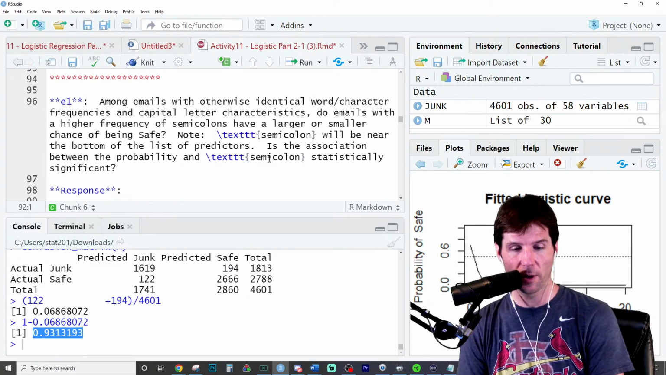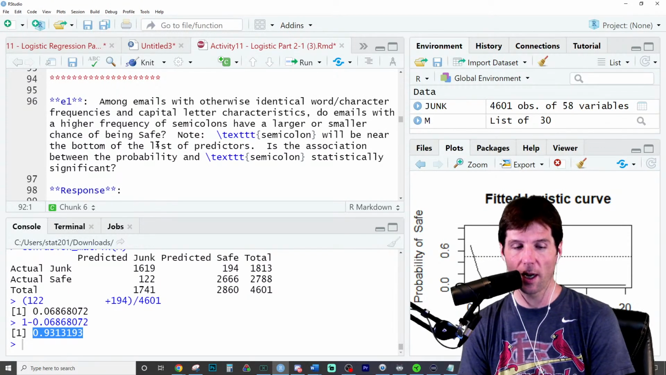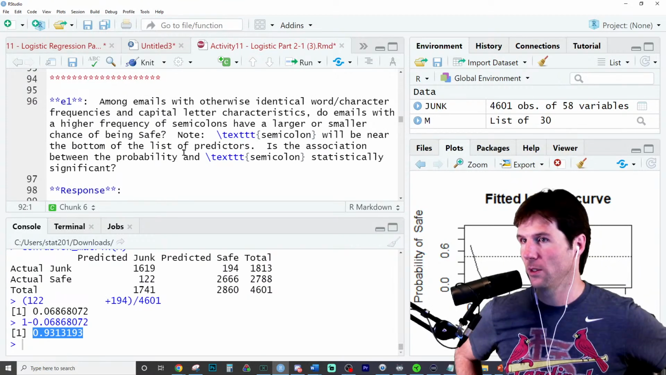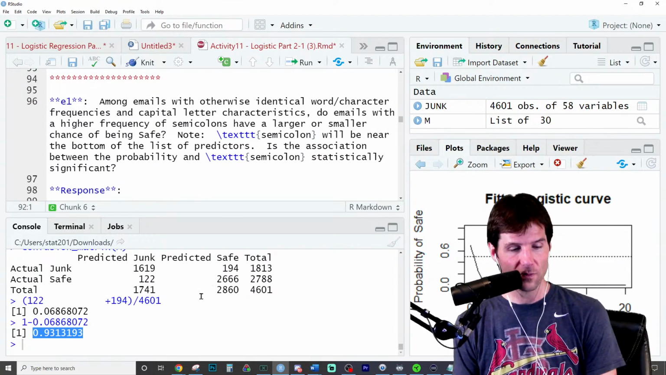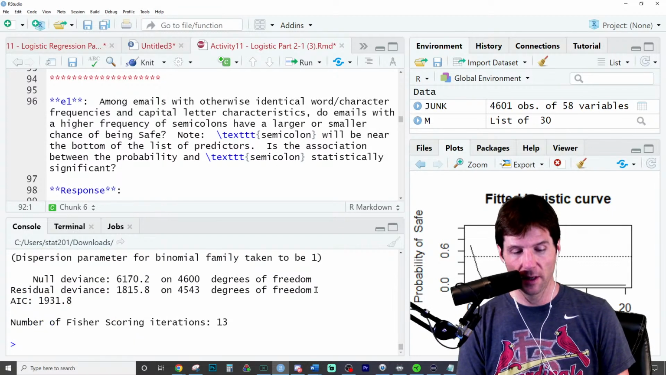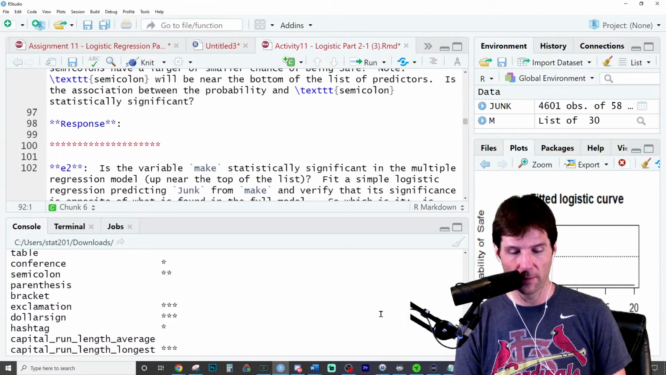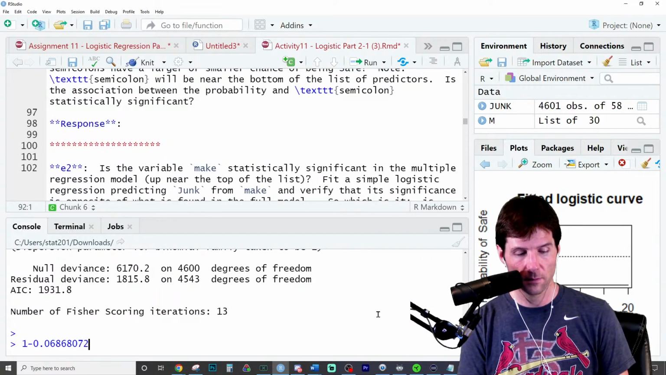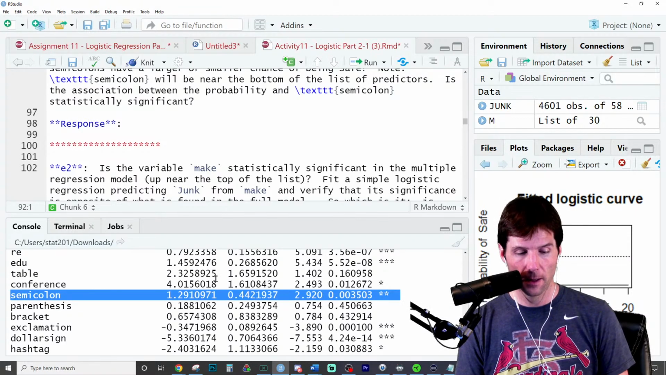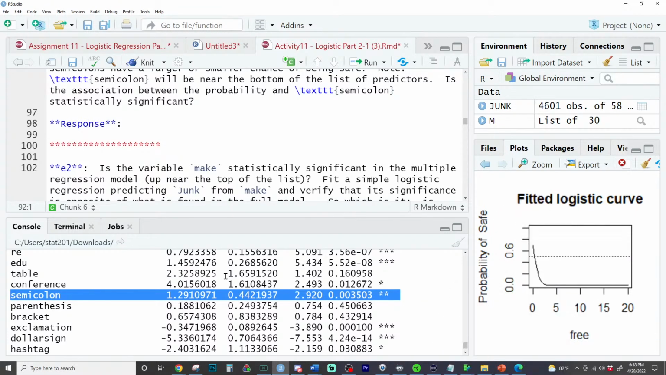Along with otherwise identical word characteristics, do emails with higher frequencies of semicolons. So how about those semicolons? How do they impact whether an email is safe? So let's go to the semicolons right here. And semicolons are right here. So semicolons have a, good to see you, Jameson. Semicolons have a what coefficient?